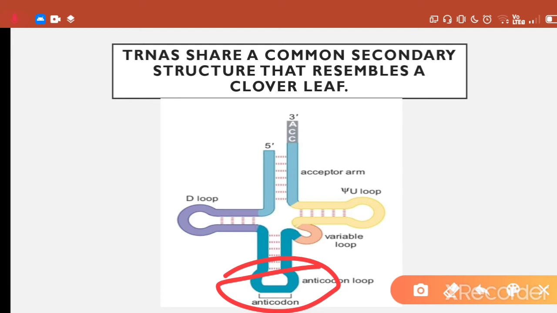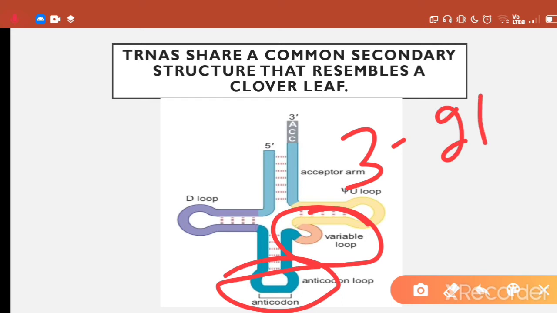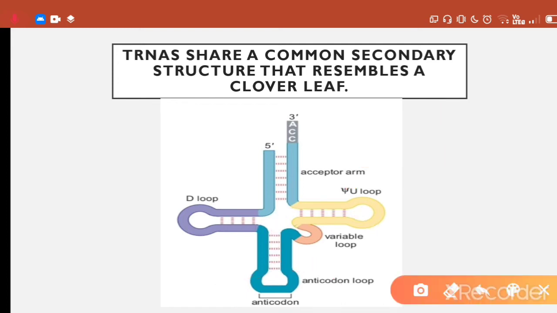The next feature of this clover leaf is the variable loop. Why do we call it a variable loop? Because it varies in size from 3 base pairs to 21 base pairs, and it is a site that resides between the anticodon loop and the pseudouridine loop.